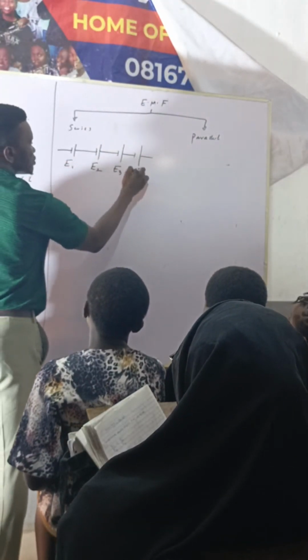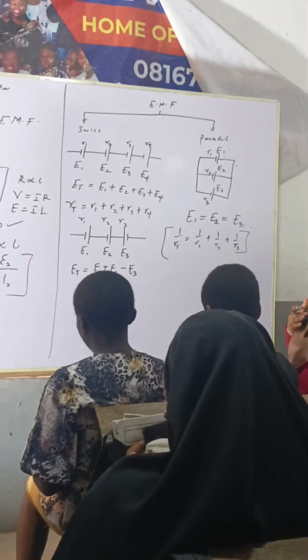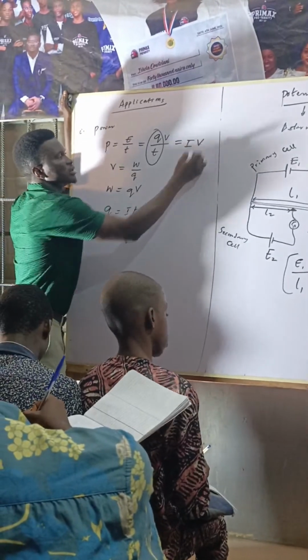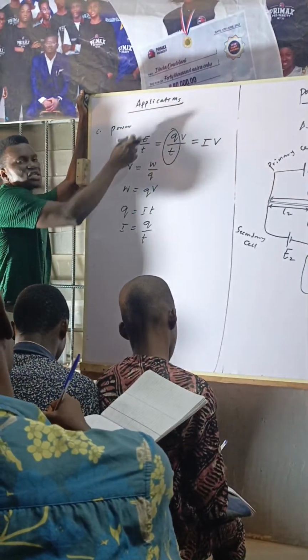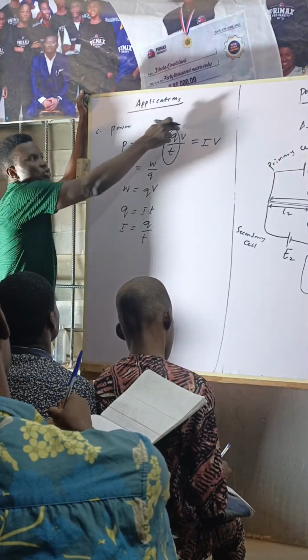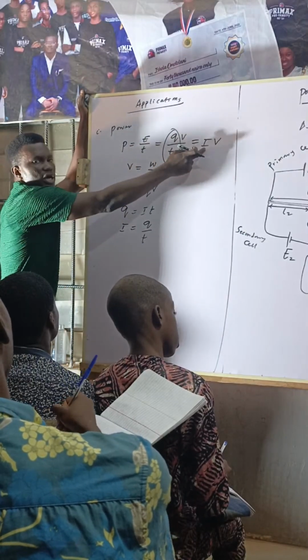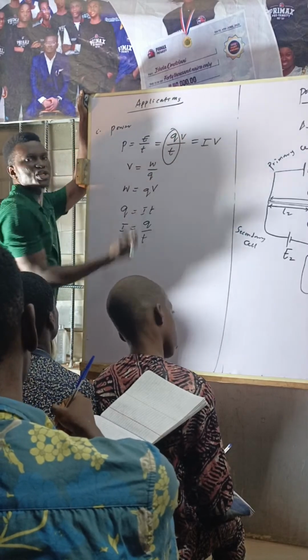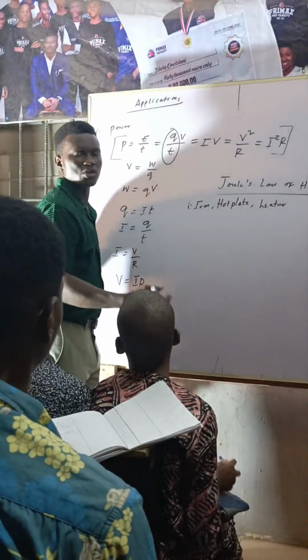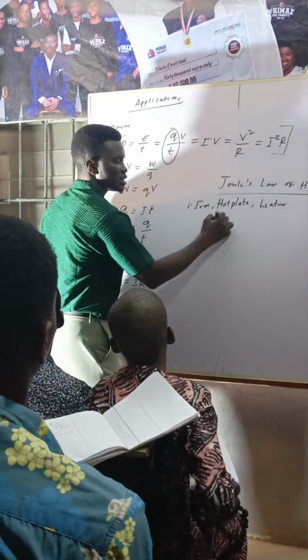We said I is going to be Q over T. So power is equal to energy per unit time, and energy is equal to QV. So Q over T is current, multiplied by the potential, IV. In that case, they generate heat.